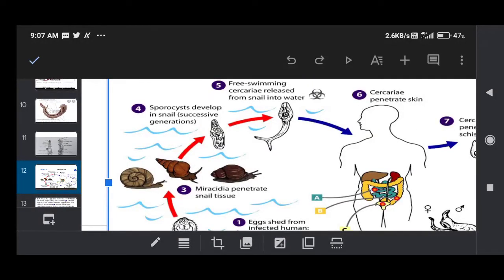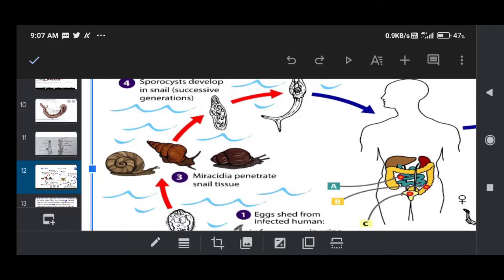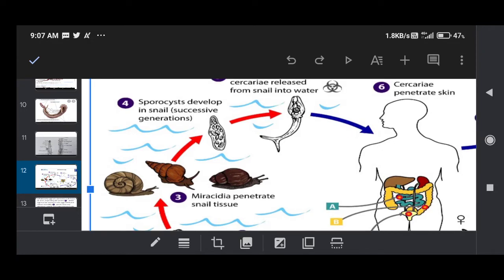The sporocyst develops in the snail in successive generations. Here polyembryogeny is present. Polyembryogeny means one larva can generate the next generation larva. This phenomenon is called polyembryogeny. From one miracidium, a number of sporocysts are developed. So in the Schistosoma haematobium life cycle, there is no formation of redia. In Fasciola hepatica, the redia larva is also present.